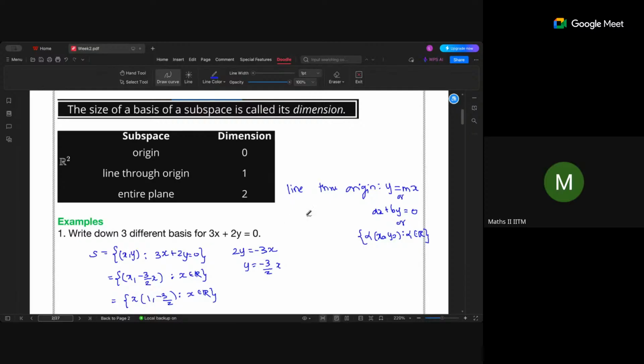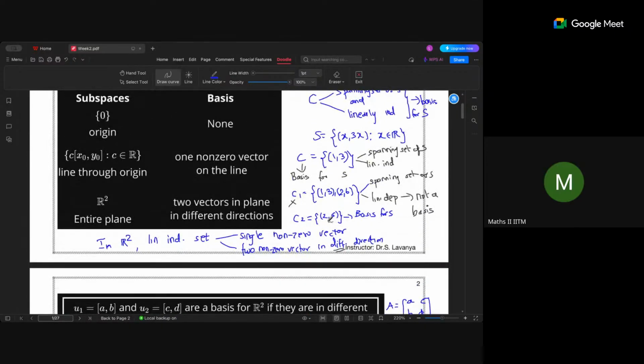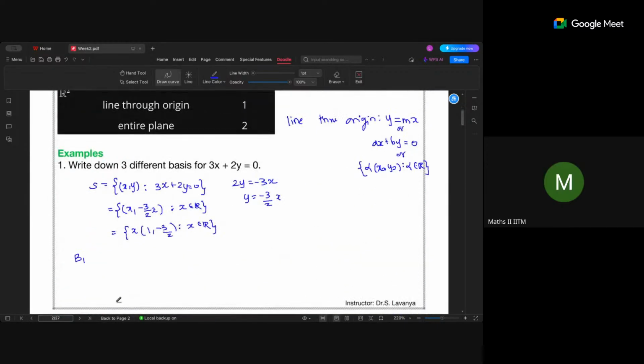In fact, I even wrote that it is a line passing through the origin. It is of the form ax plus by equal to 0. I just now said that there is only one element in any basis for a line through the origin. I gave even a specific example. So how many elements can there be in any basis for this particular set? One, right? So for example, for B1 one possibility is exactly the same vector which we have here.